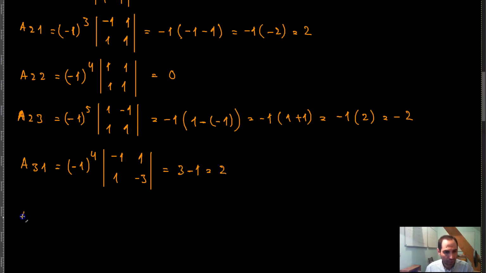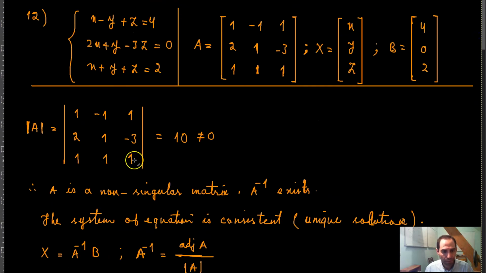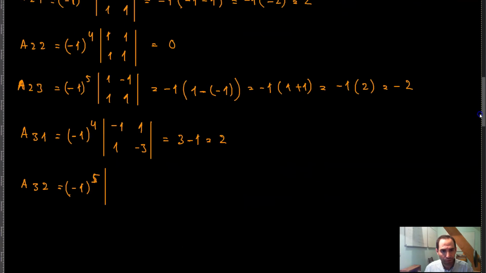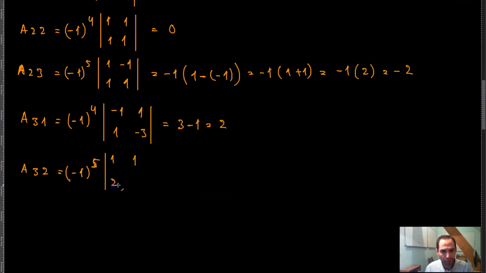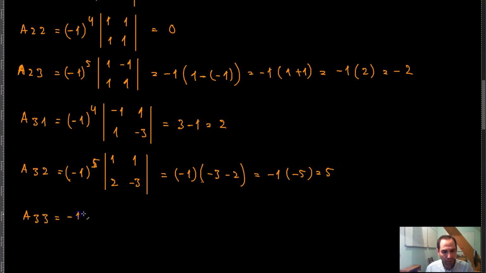And A of 3, 2 is equal to negative 1 raised to the 5th power times the minor 3, 2. Delete this column, delete this row: 1, 1, 2, negative 3. That is equal to negative 1 times negative 3 minus 2, which is negative 1 times negative 5, which is equal to positive 5. And A of 3, 3 is equal to negative 1 raised to the 6th power times the minor 3, 3.